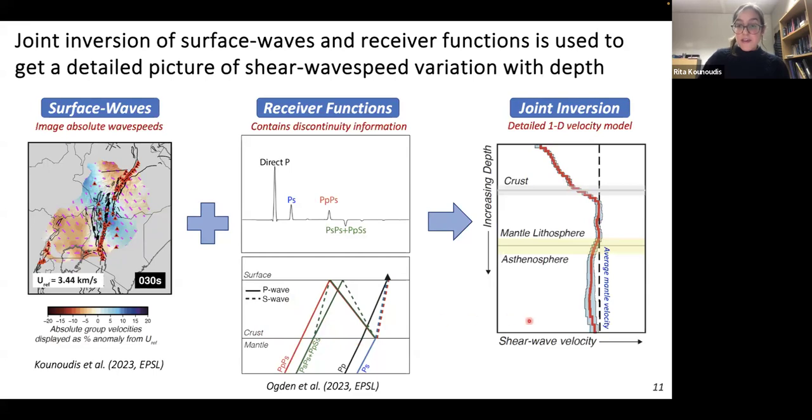Jointly inverting them together gives us a 1D velocity profile in quite a lot of detail below each seismograph station. And the features that we're most interested in are the crust-mantle transition, which is at the base of the steepest velocity gradient, where the MOHO is. But we also get a good idea of where the LAB is, and that's where you go from faster wave speeds in the mantle lithosphere to slower wave speeds in the asthenosphere. That is typically the proxy for the LAB.